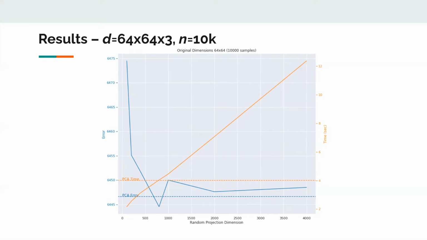As expected, elapsed time increases as the dimension increases, and generally the error decreases with the increasing number of dimensions. But it's not always true. You can see some zigzag patterns here.